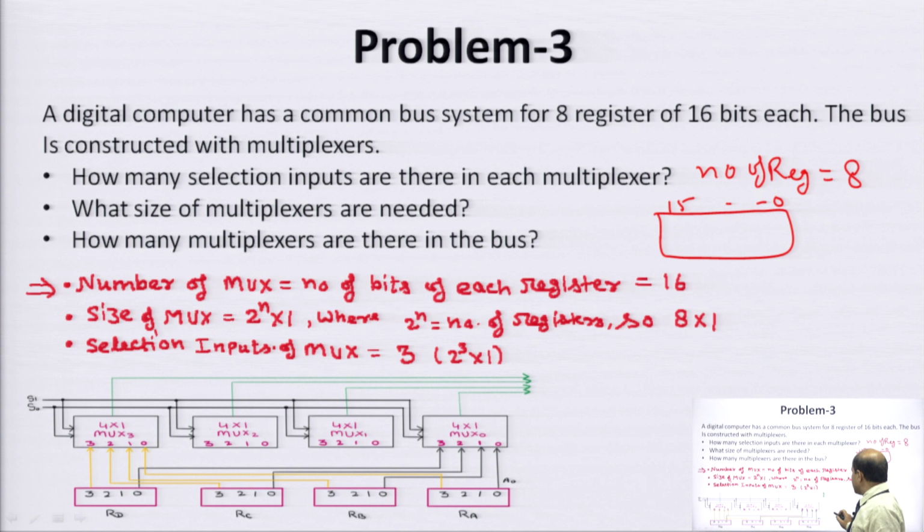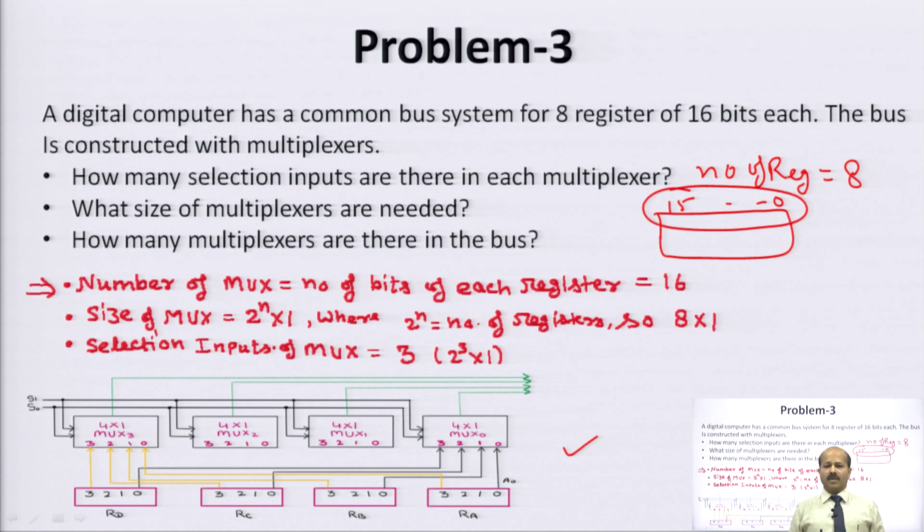You can take the reference of the previous problem, as we have done already in previous lectures. Here you can see all the registers are connected with all the multiplexers. The first multiplexer is connected with the first bit of all the registers, and each multiplexer will produce one output. So, how many bits are to be transferred? 16 bits are to be transferred in a parallel manner. That is why 16 multiplexers are required. The number of multiplexers equals the number of bits of each register, that is 16 in this case.